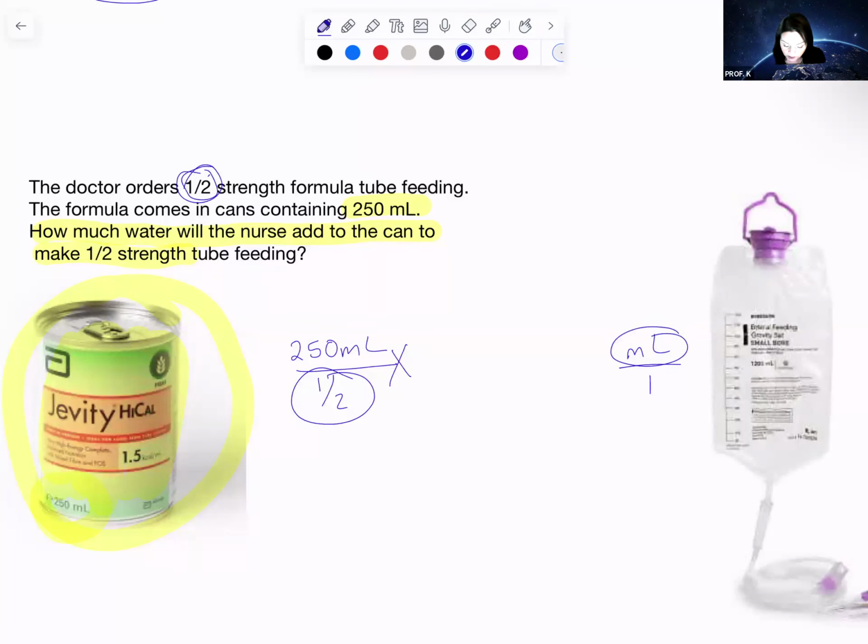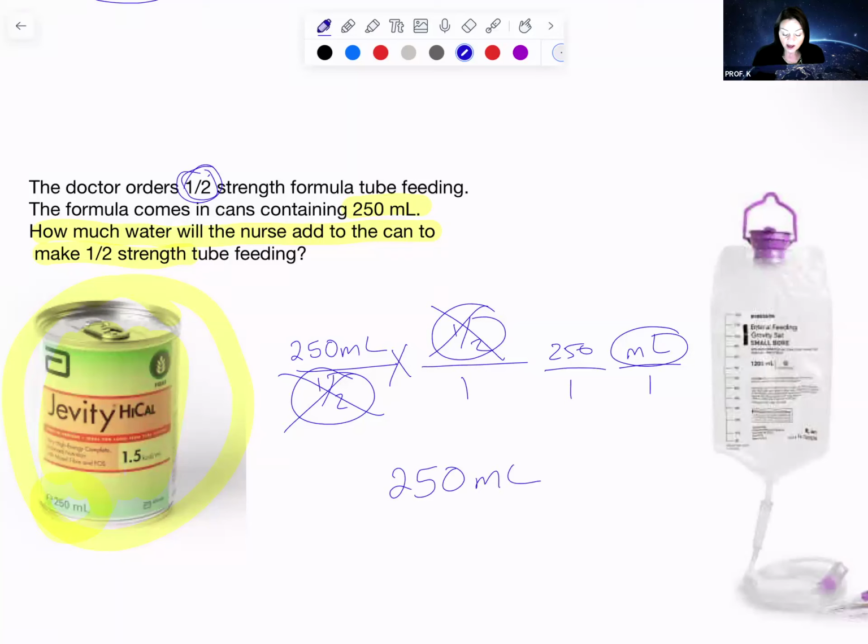Well, that's where the formula comes in. To get rid of a half, I can add a half up here because a half and a half is a whole and I can cross it out. So now I multiply across the top. 250 times 1 is 250. 1 times 1 is 1. So what's my answer? 250 milliliters.